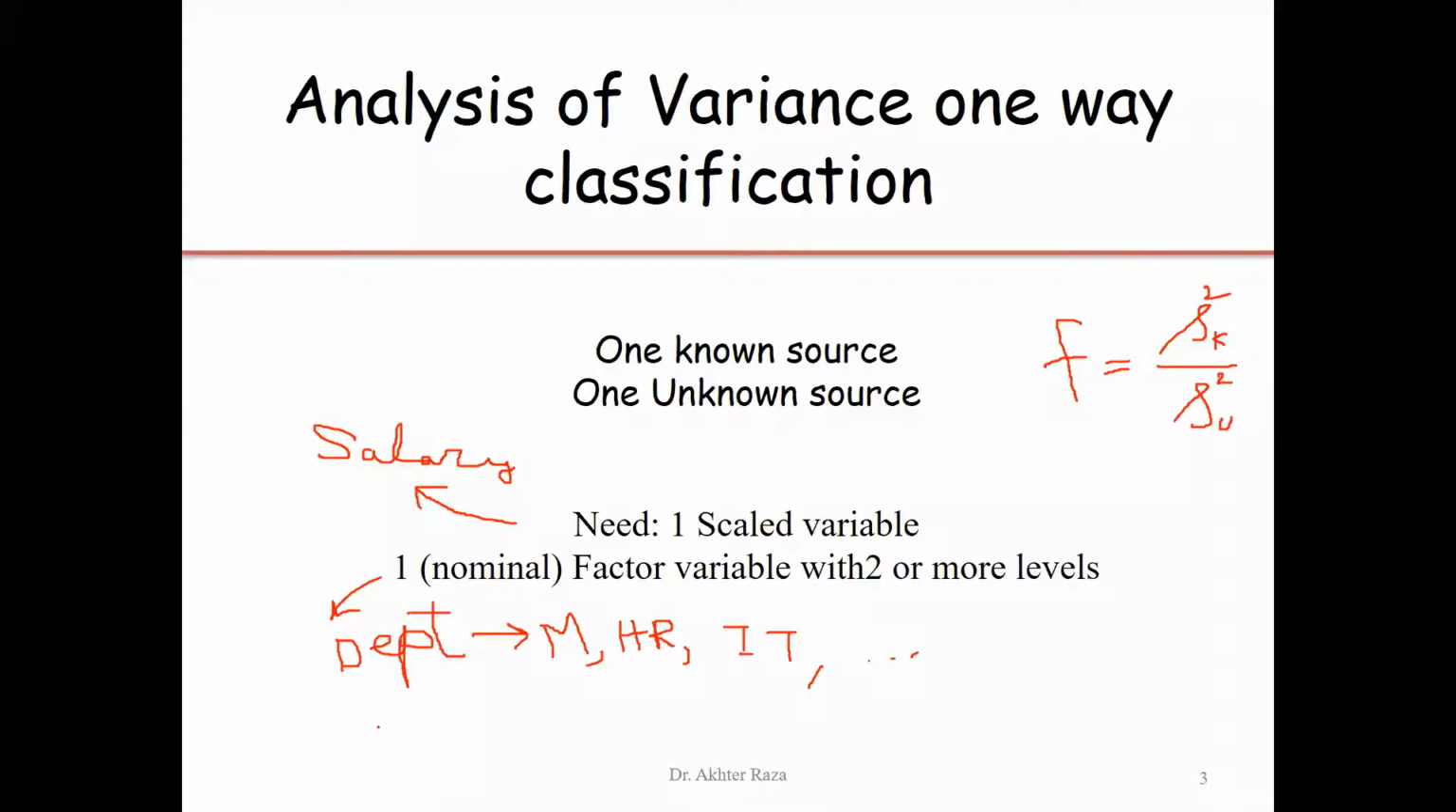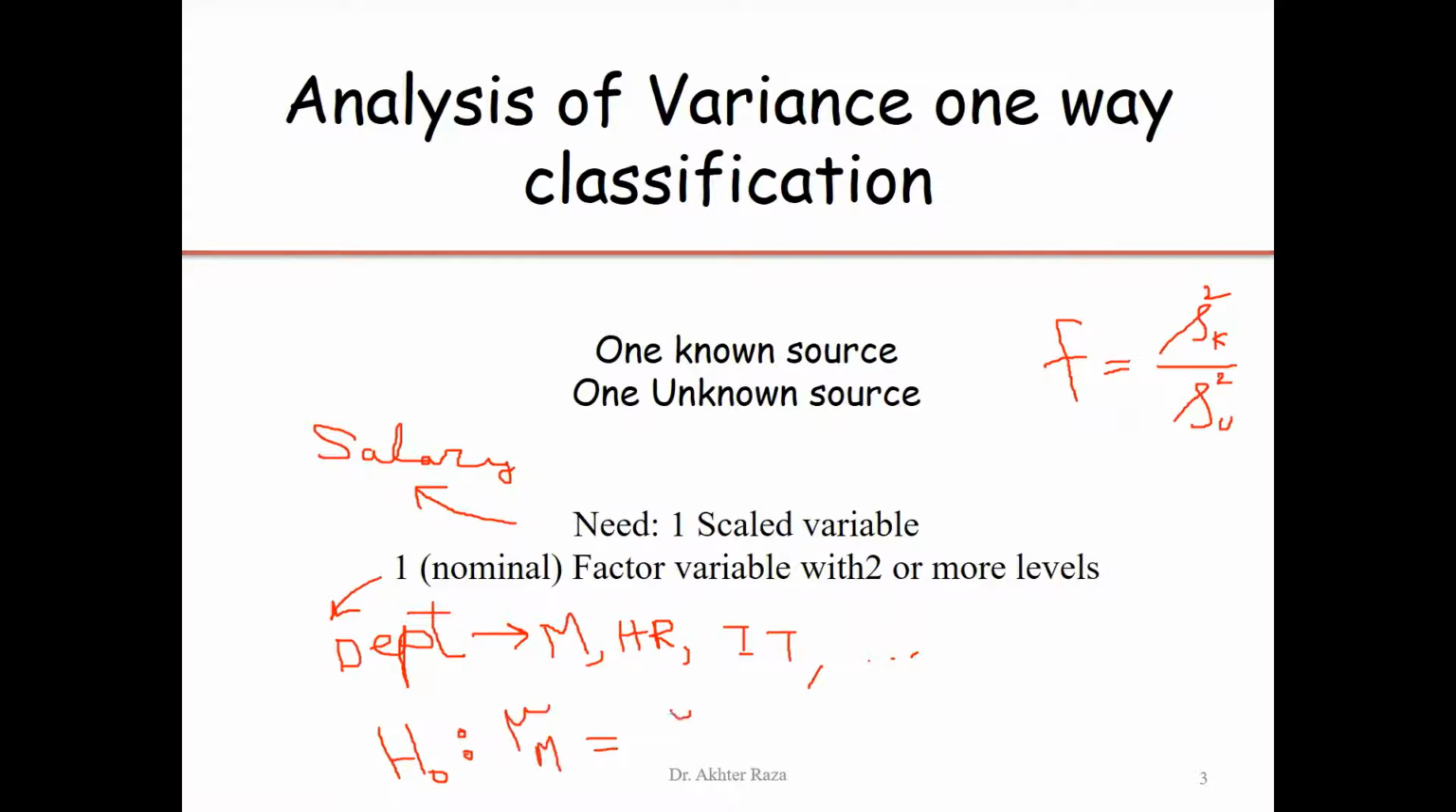And our interest is to compare whether the average salary in the marketing department is the same as the average salary in the HR department and the average salary in the IT department. If we have more departments in the company, that can also be extended to further departments. So this is the null hypothesis, and the alternate hypothesis will be that at least two means are unequal.